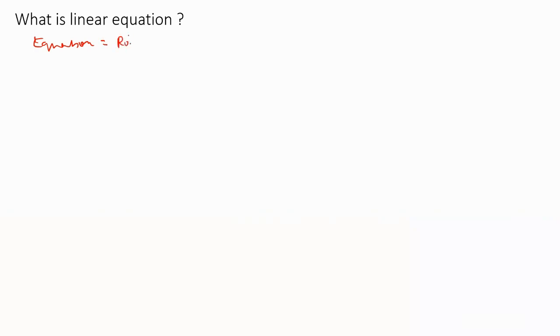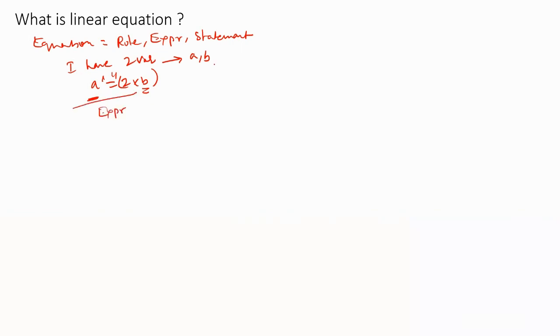So, equation I may call a rule or an expression or a statement. A rule or expression or statement, it may consist of anything. For example, I have two variables called a, b, where a is related with b in this form, 2 cross b. So here I have defined that there is a relationship between a and b using an equal symbol. So this process of defining a statement or rule or an expression is called an equation.